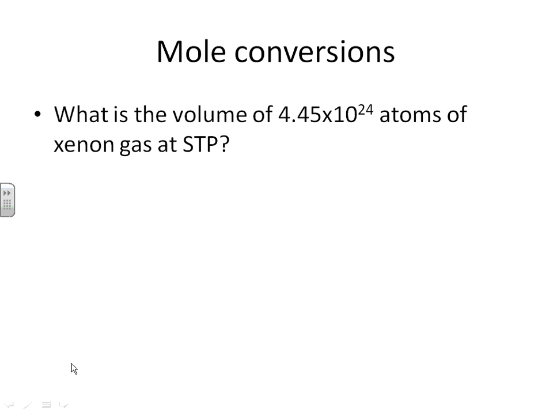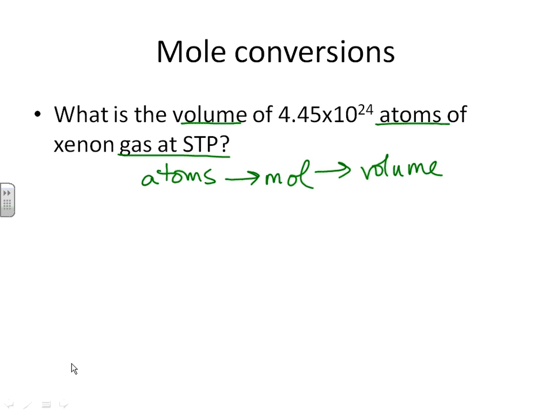Next up, what is the volume of 4.45 times 10 to the 24th atoms of xenon gas at STP? Okay, so once again, just pointing out, it's asking about a volume of the gas at STP. The value we're starting with is atoms. So we're going to take those atoms and turn them into moles because we do not have a direct conversion for atoms to volume. So we're going to have to go through the mole in the middle. Once we get moles, we can turn that into volume. Standard T-chart problem. These are all dimensional analysis problems.